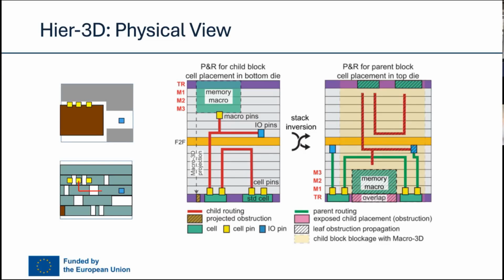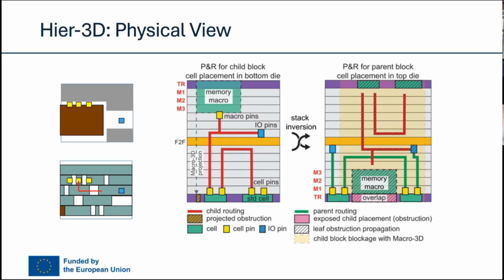Once we have done the implementation of this part and we go to the next iteration, then we have to work on the top tier. And as I said, this is the point where we have to do the stack inversion. We just rename what is metal 1, metal 2, what is the standard cells, in such a way that now the place and route tool believes that it is just working in one of the tiers.